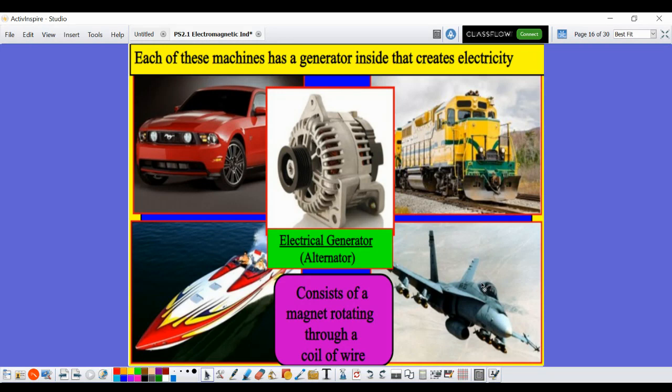And that is very different. That is the complete opposite of making an electromagnet. So it's really important that you know those differences.